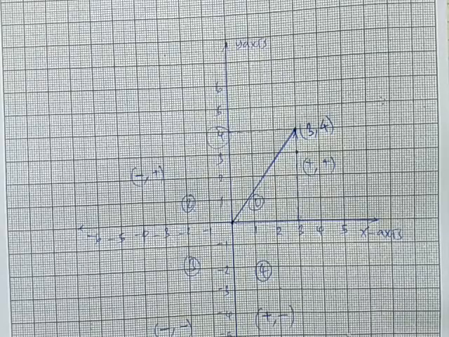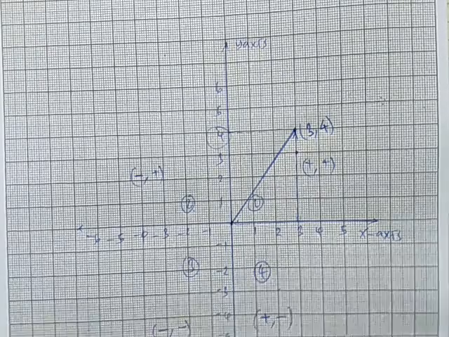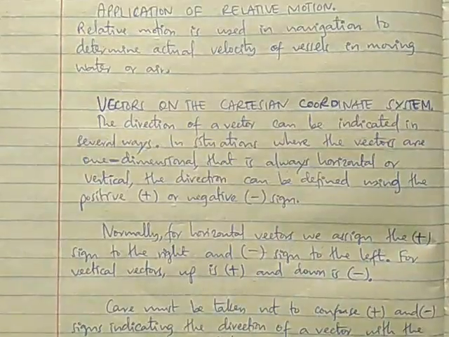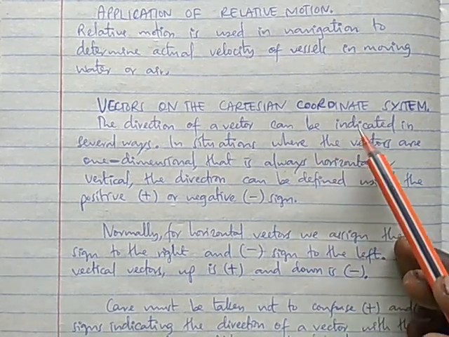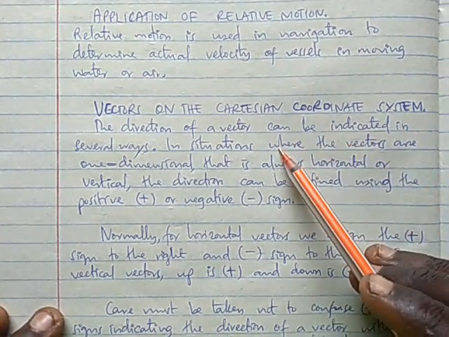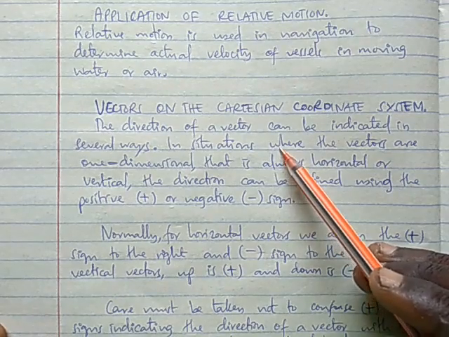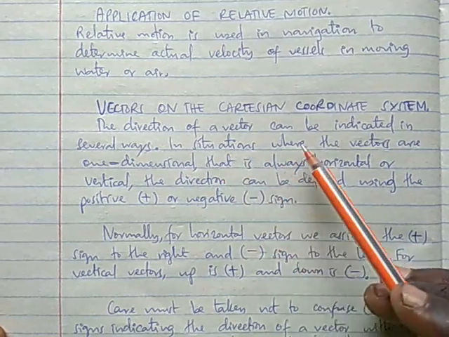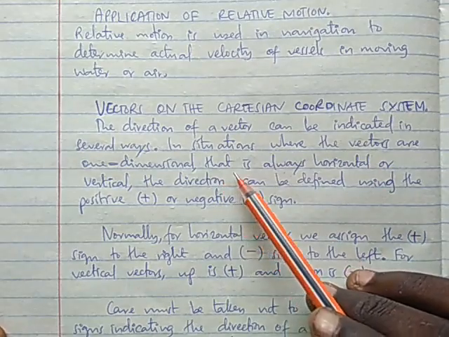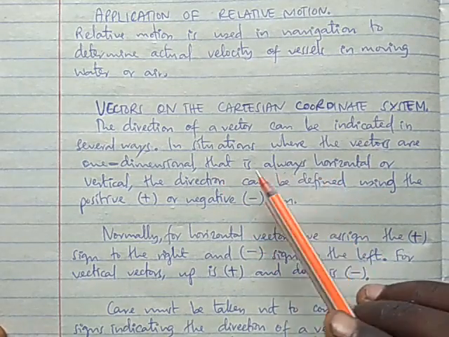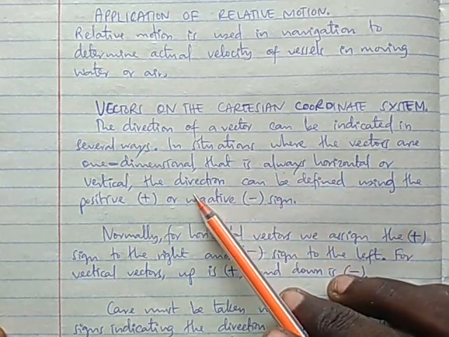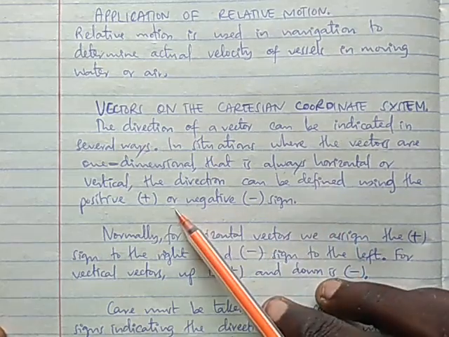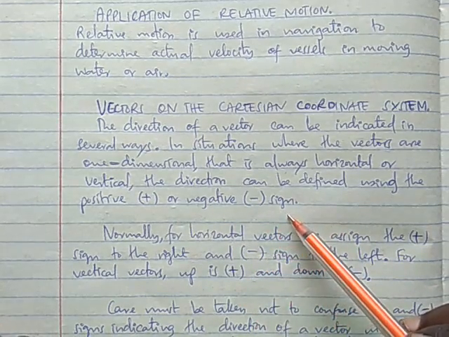When we go to the explanation, you must know what is meant by Cartesian coordinate. So what we are saying is that the direction of a vector can be indicated in several ways. In a situation where the vectors are one-dimensional, there is always horizontal or vertical. The direction can be defined using a positive or negative sign.